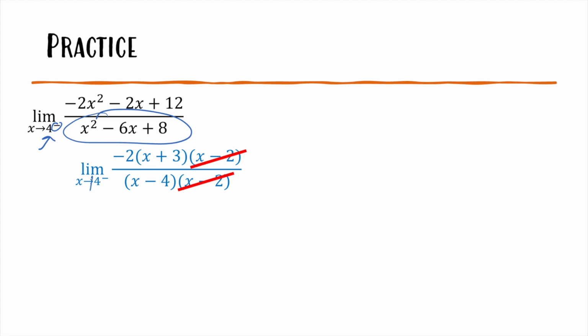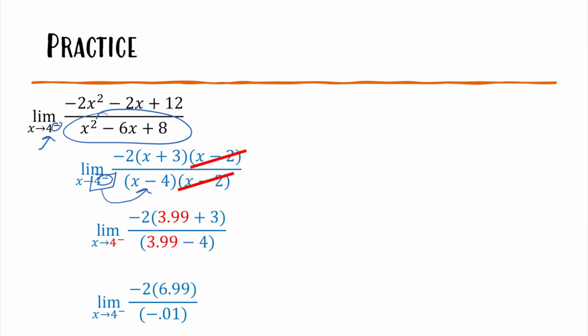But here's a problem. We still have a 4 that if we plug in, we get a 0 on the bottom. That's not helpful. Because we're looking at what happens as x approaches 4 from the left, well, let's just plug in a number just to the left of 4, like 3.99. We can see what happens with that. On the top, we have some negative number. And on the bottom, this is also a negative number, but it's getting really, really small.